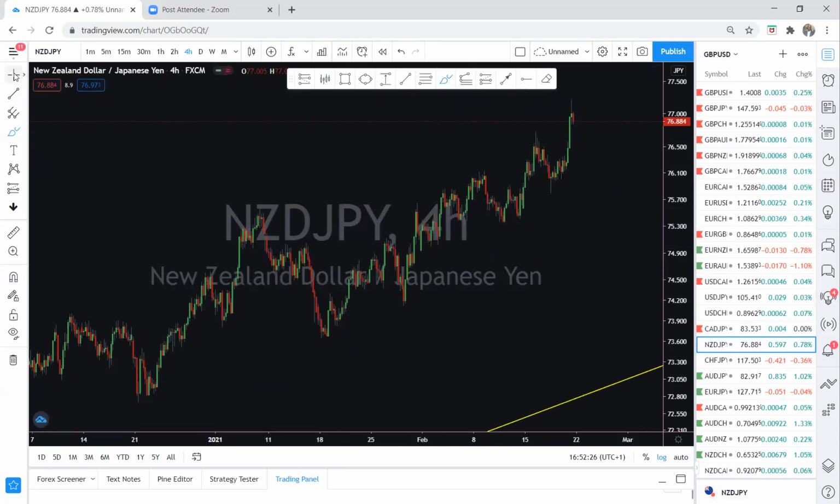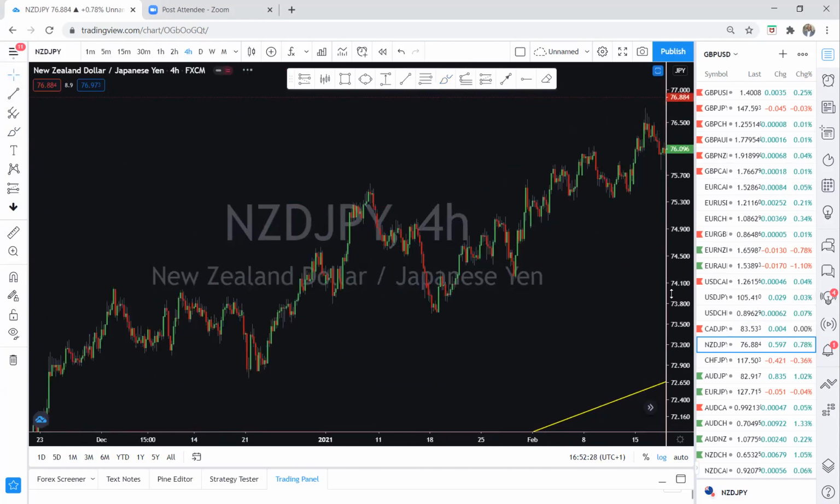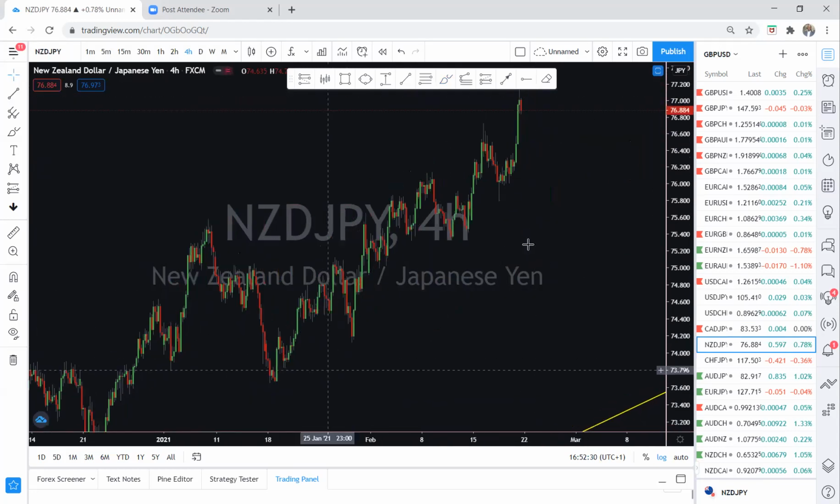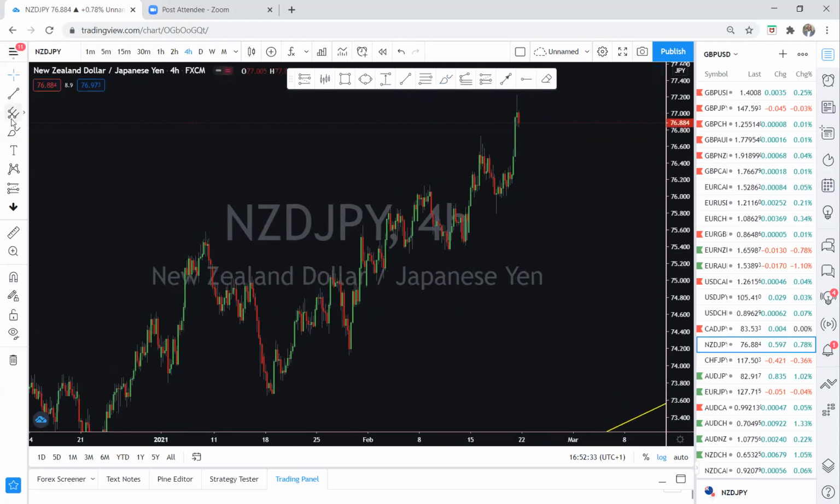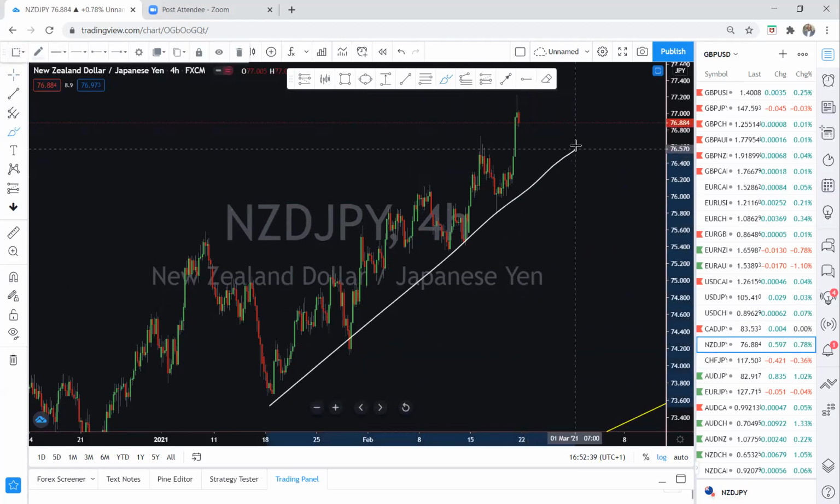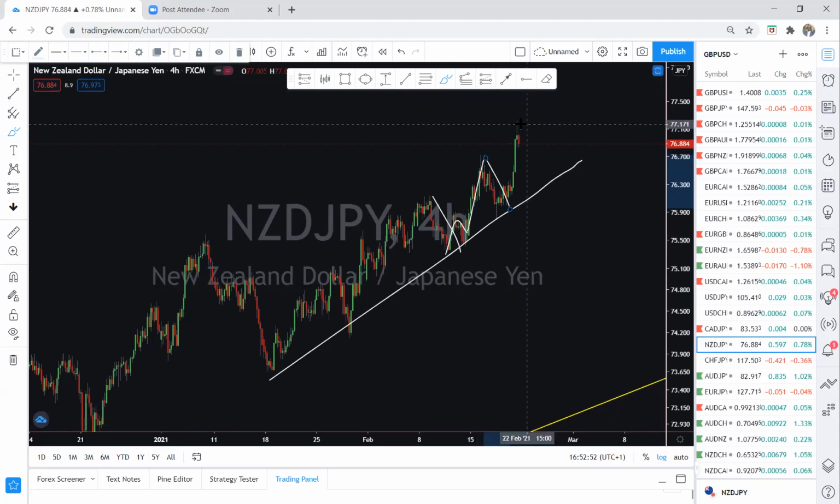NZD JPY. We have a beautiful trade setup here. This is a fine trend to the upside. When this pair made a pullback here, we took a buy from here. Now it made another pullback, and we take a buy. Are we to buy at this level? No way. You have to wait to see a decent correction back to this level before we buy. Except this correction is made, no buy on NZD JPY.